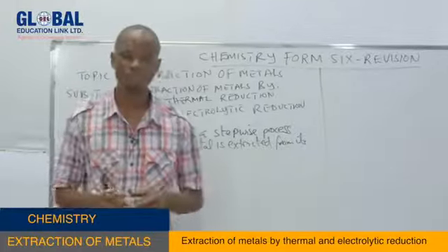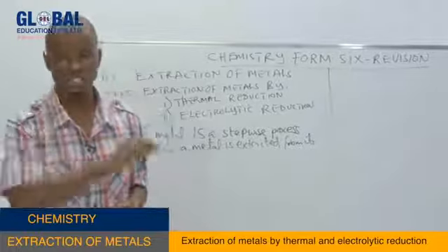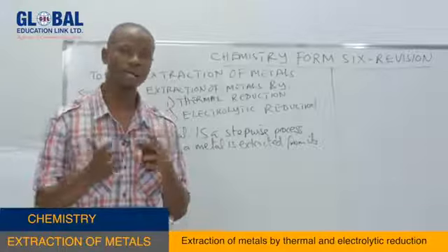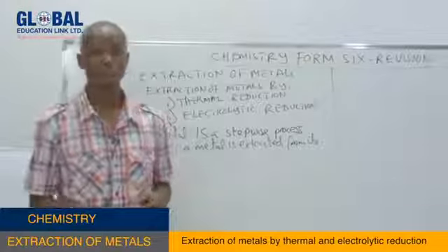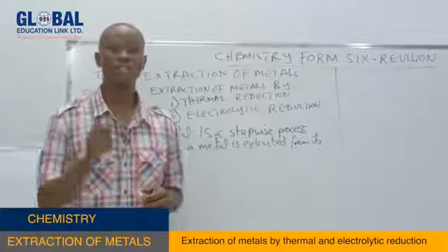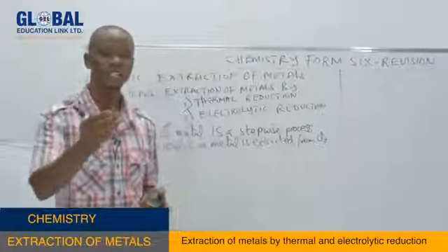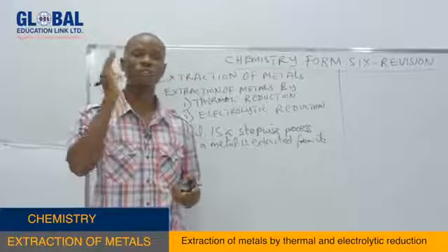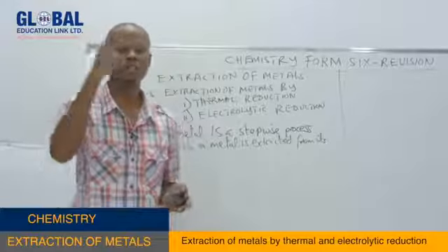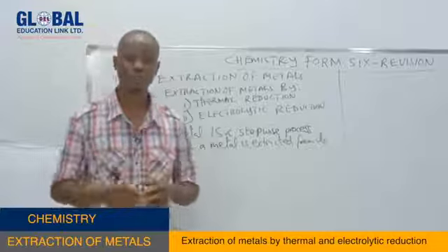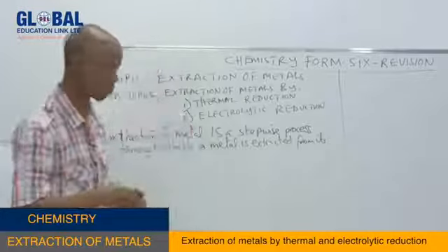Number one, we have the concentration and mining of the ore. Number two, we have calcination and roasting. Number three is reduction of the metal compound into the metal. But lastly is the purification of the metal, or refining of the metal.